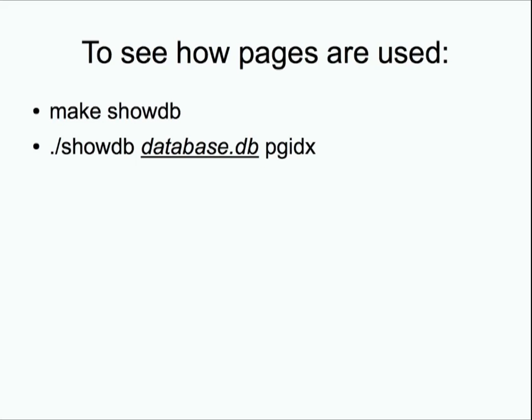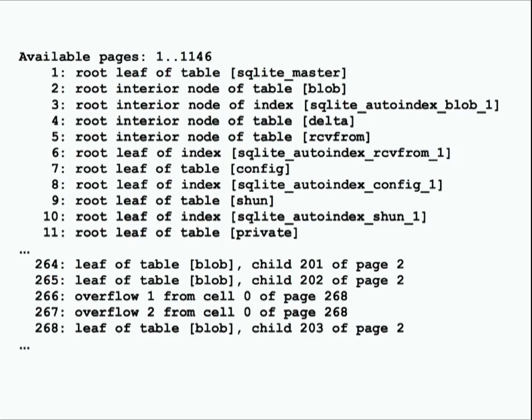If you want to see how pages are used in an SQLite database, there's a utility program called ShowDB. We don't provide you with a precompiled binary. Grab the tarball, type configure, and make ShowDB, and you'll get this program. And then type ShowDB, the name of the database you want to look at, and page index, and it will give you some output that looks kind of like this. And it will show you for every page in the database file what function or what purpose that page is serving, which is kind of an interesting thing. ShowDB is a very powerful thing if you want to really explore the low-level functioning of an SQLite database. It's fun to play with.